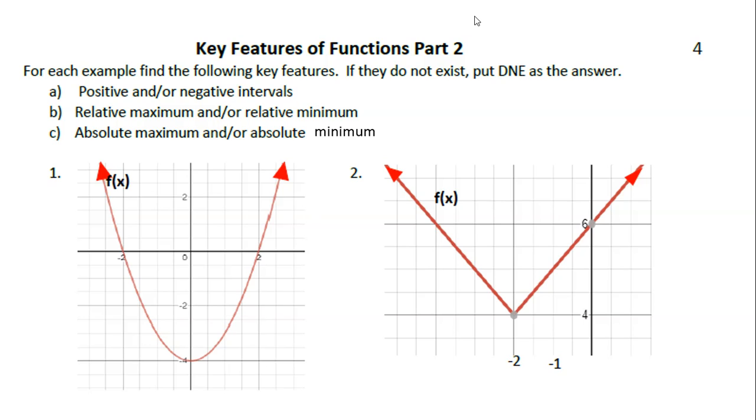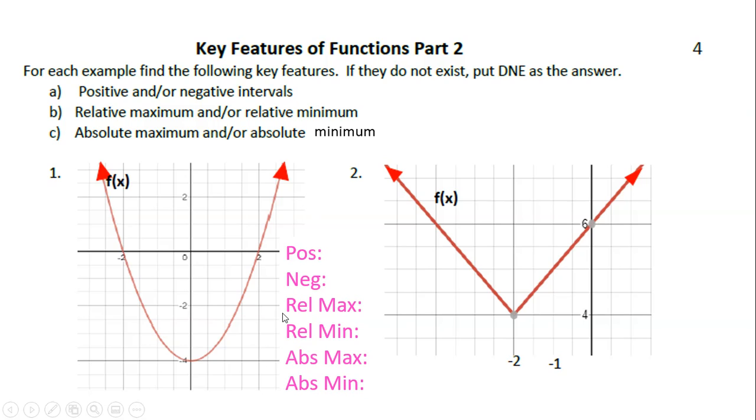key features. If they do not exist, put DNE as the answer. So we will look at the positive and or negative intervals, the relative maximum and or relative minimum, and the absolute maximum and or absolute minimum. So what I did was I went ahead and listed out all of the possible choices and then filled them in as I went. I did have room on the right to do that, but I did have to write pretty small. You can fit it around the example wherever you see fit.